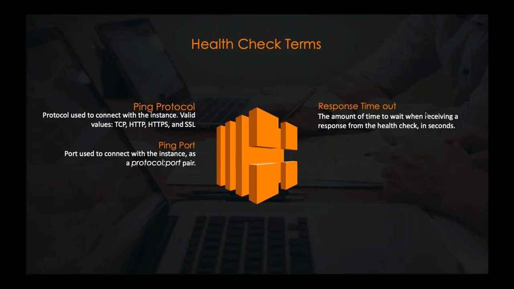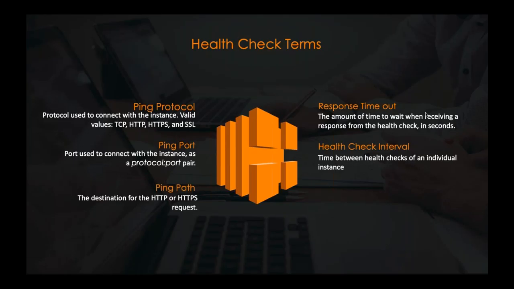Ping port, the exact port of the application, whether you are running it on port 80, 443, exactly what port you are running, that port you need to specify. Health check interval, that is after n number of seconds, how often you want to do the checks. Let's say you have just done a health check which passed. So after how much time do you need to do another check? That is the interval between two health checks.